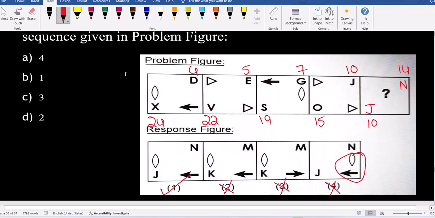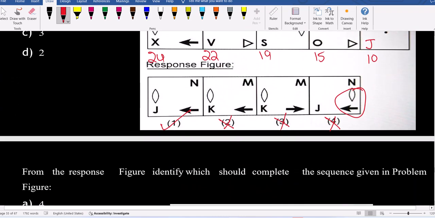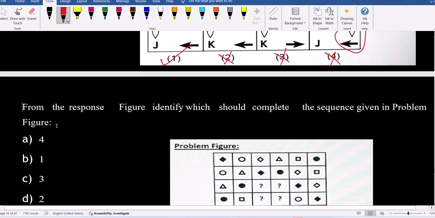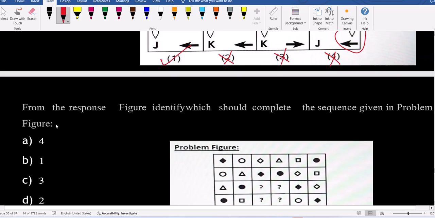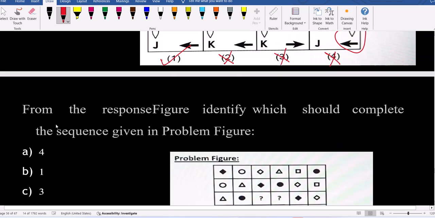Image-based questions, these are image-based questions. Next one, now you need to help me out to solve this question.